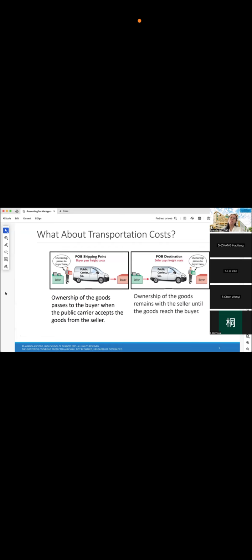And on the other hand, if it is FOB destination, the ownership only passes on to the buyer at the destination, meaning that the seller is actually in charge of paying for the shipping cost, bringing the goods from the warehouse to the buyer's storefront. Okay, so FOB shipping point once again tells you that the buyer pays for the shipping cost, whereas for FOB destination, the seller is going to pay for the shipping cost. Okay, so just recall these two terms, and so you would know if you're the buyer or the seller, should you be recording the shipping cost based on what are the shipping terms.